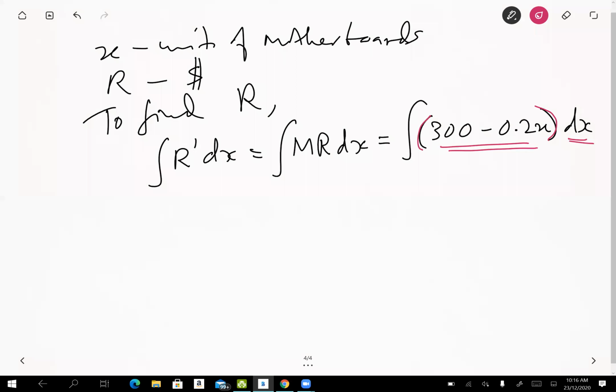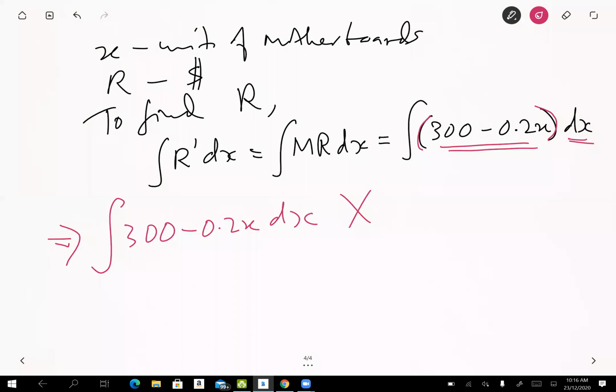Now, this is the common mistake, so I want you to note this. There are a few people who just put down 300 minus 0.2x dx without the bracket. That is wrong. Because if you do that, what does it mean? You put the integral sign at 300, and then you put dx at 0.2. So it doesn't mean anything. You must have that bracket like this.